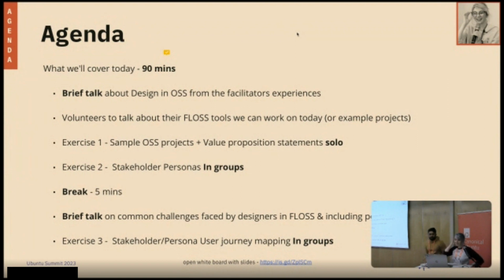We've got a couple of different exercises. The first one that we're going to do is around something called value proposition statements. We can do that solo or in groups. It's however you want to do that. We have stakeholder personas that we're going to work on, or contributor personas. Another way, we're going to have a little break at a point that feels right. And then you're going to talk about common challenges faced by designers in free and libre open source, including different kinds of people, right? And then the last exercise, which I sadly won't be here for, is user journey mapping.